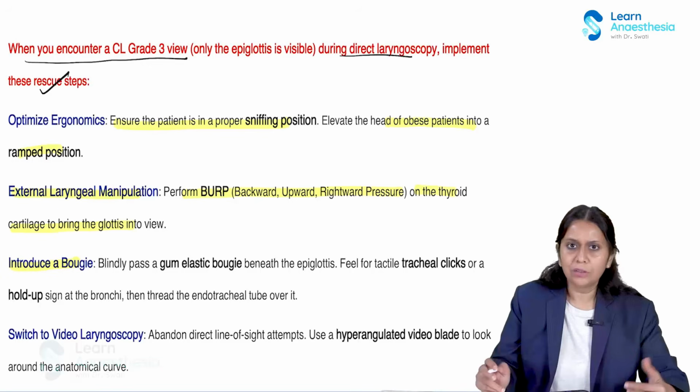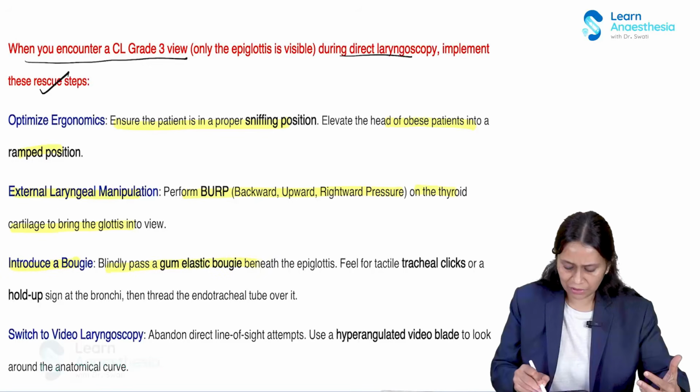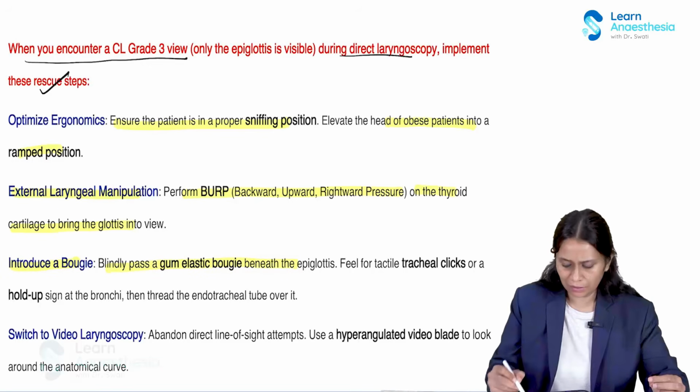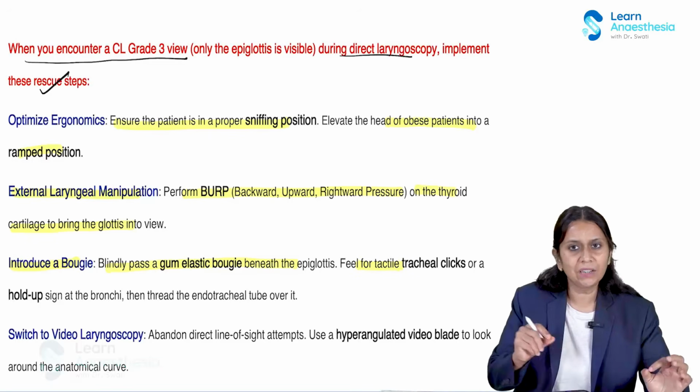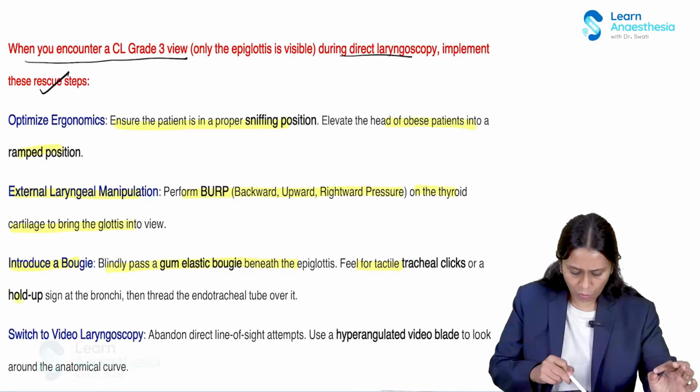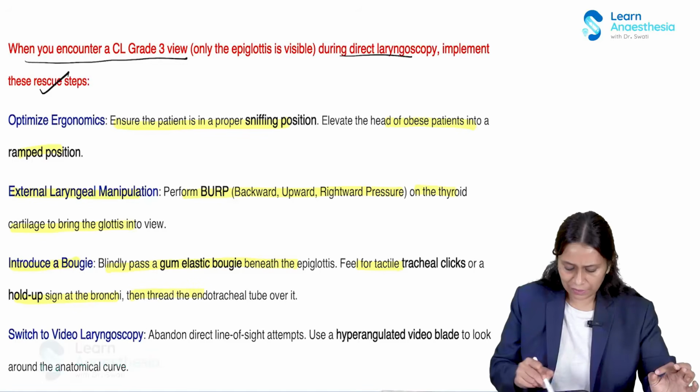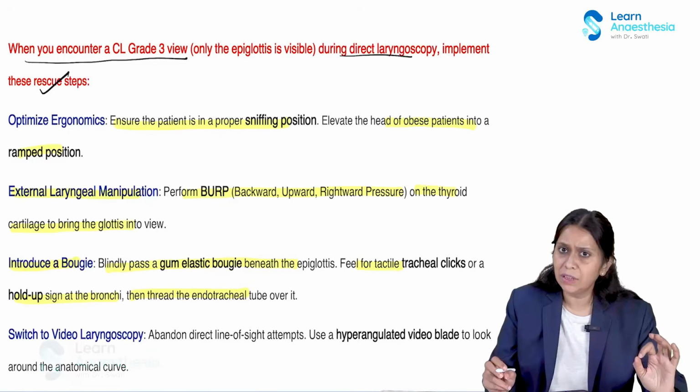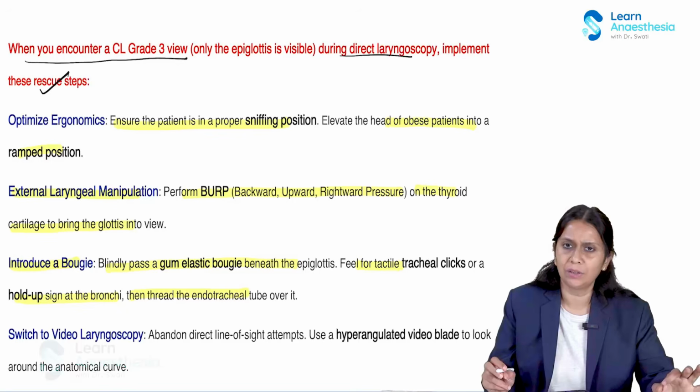Introduce a bougie. Now blindly pass a gum elastic bougie just beneath the epiglottis. Feel for the tactile tracheal clicks or a hold-up sign in the bronchi, and then thread the endotracheal tube. This works very well if you just see the epiglottis. Now you can also use a directly loaded tube with a stylet, with the tube shaped in a hockey stick, right?